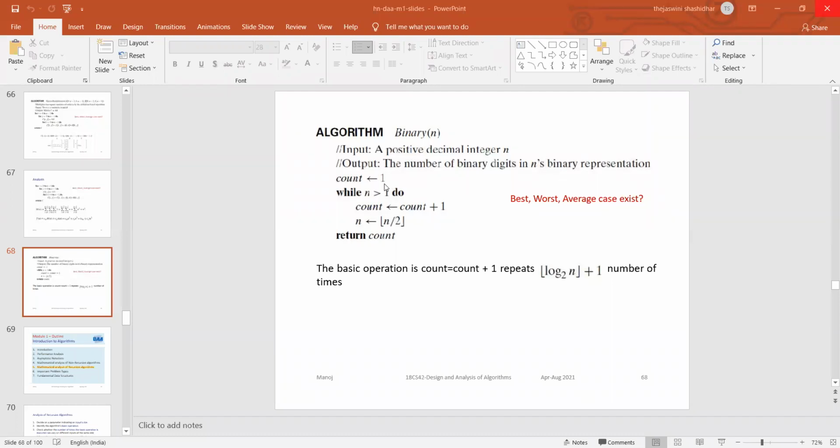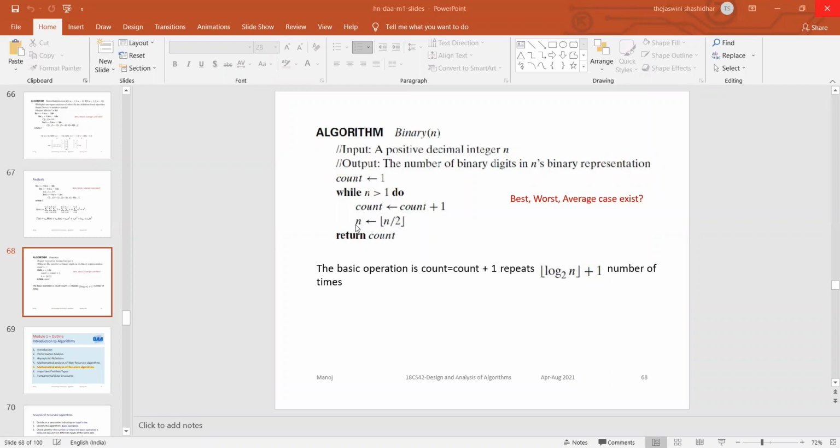So count will be initially what? Before reading the input n, count will be 1. Once you read the input n, you increment the count, so count becomes count plus 1. Now, in order to convert, what will you do? Because you want it in binary, you can convert the given integer n into n by 2. So n divided by 2 will give you the value.